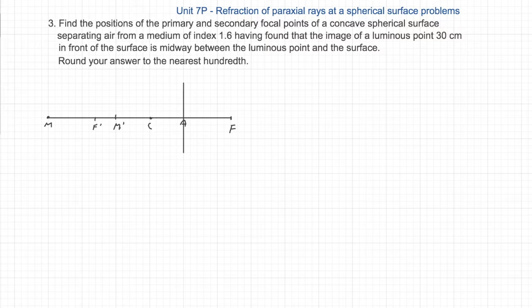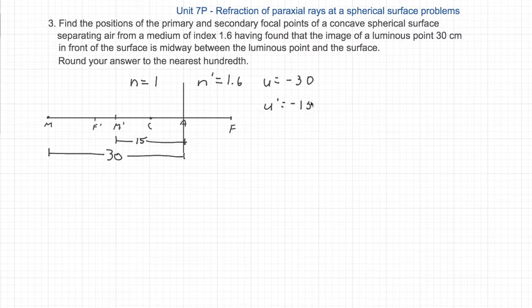Question 3, find the positions of the primary and secondary focal points of a concave spherical surface separating air from a medium of index 1.6, having found that the image of a luminous point 30 centimeters in front of the surface is midway between the luminous point and the surface, and round your answer to the nearest hundredth. So we're given n is 1 and n prime is 1.6. We're given that the object distance is 30. But because it's measured from A to M, it's a negative 30. And the image distance is halfway between, so U prime is negative 15, measured from A to M prime.